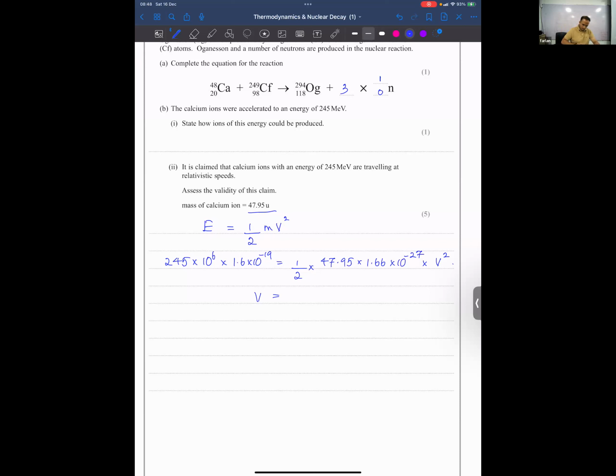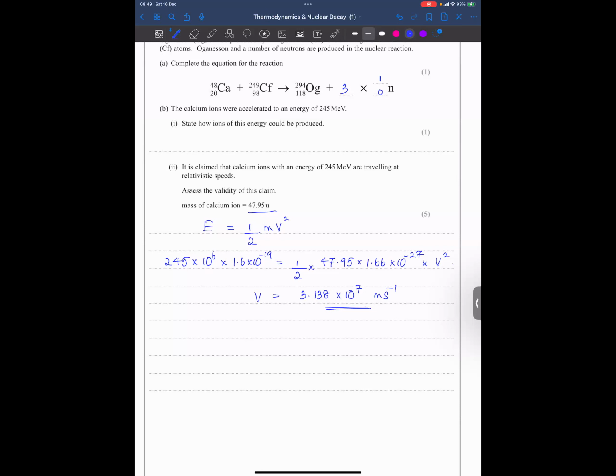Okay, so what is the claim? It is claimed that calcium ions with an energy of 245 mega electron volts are traveling at a relativistic speed. Assess the validity of this claim. So we are getting the speed as 3.138 into 10 to the power 7 meters per second. The speed of light is 3 into 10 to the power 8 meters per second. So this is more than 10% of the speed of light. So is it relativistic speed or not? I think yes. What is the bound? Is there a boundary? 10% or 20% something.